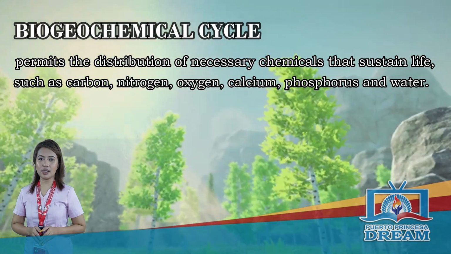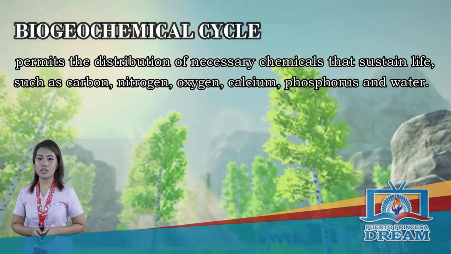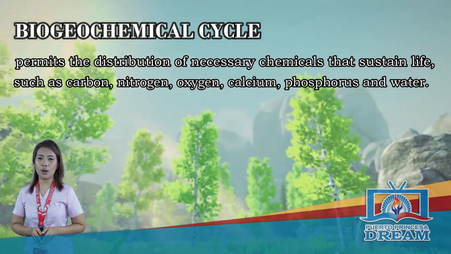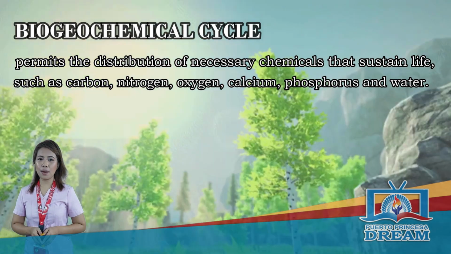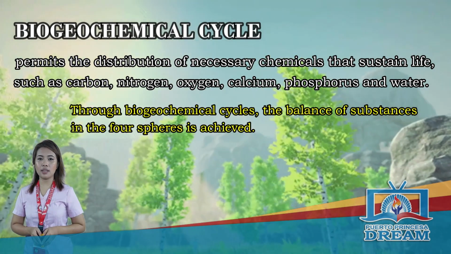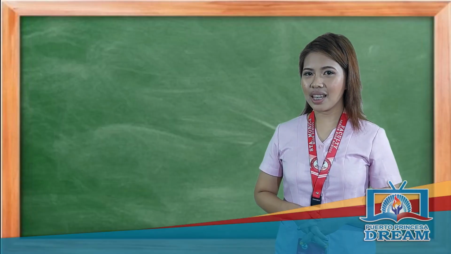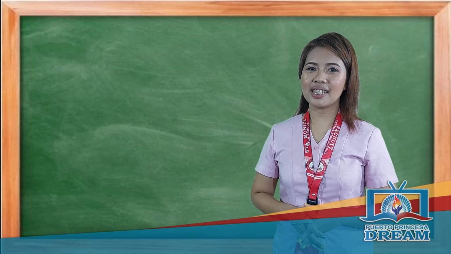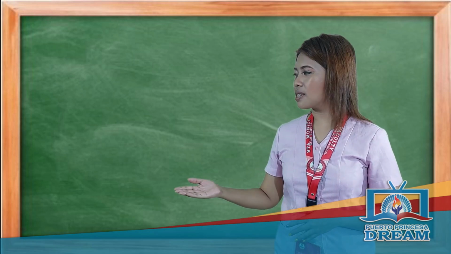Biogeochemical cycles permit the distribution of necessary chemicals that sustain life, such as carbon, nitrogen, oxygen, calcium, phosphorus, and water. Through biogeochemical cycles, the balance of substances in the four spheres is achieved. Discussing the balance, let us take another important biogeochemical cycle, the carbon cycle.